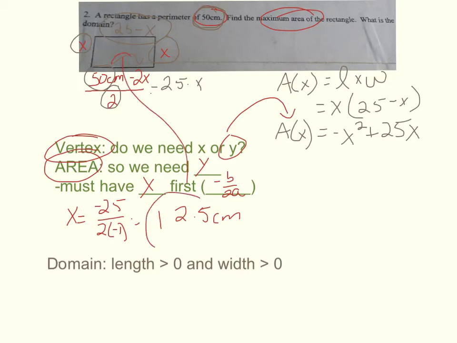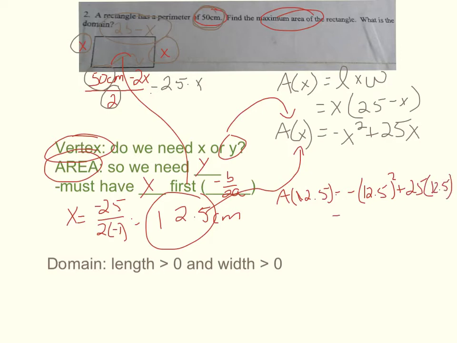So what do I got to do? I got to pick him up and plop him in for x. So A of 12.5 would be negative 12.5 squared plus 25 times 12.5. And when you type that into your calculator, you're going to get 156.25 centimeters squared. That, my friends, is the maximum area that you can get. That's the biggest you can make that rectangle with a perimeter of 50 centimeters.